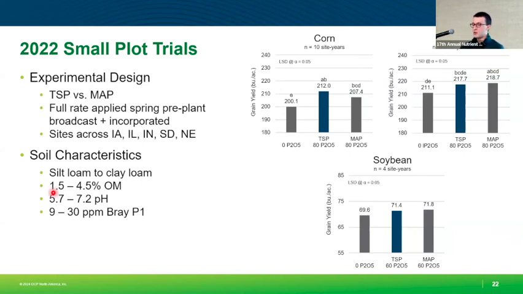And again, a similar story in 2022. This time we're just comparing TSP and MAP. And the takeaway is the same: these sites were responsive to P2O5, and we didn't see a significant difference between TSP and ammoniated phosphates. So that's a good thing, right?